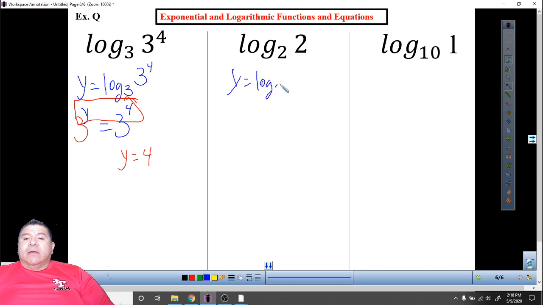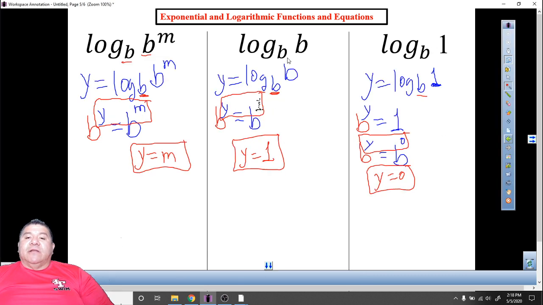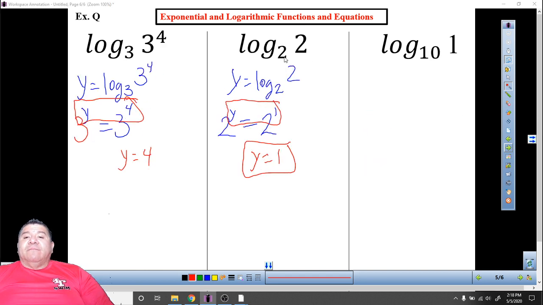Y equals log 2 of 2. So that means the base is 2, exponent y, and this is 2. So what is the missing exponent here, or the invisible one? 1. So that means this is y equals 1. And according to the definition that we came up with earlier, if the base is the same as the given number and the given number doesn't have an exponent, then the solution is 1. Let's see if that worked. If the base is the same as the given number and the given number doesn't have an exponent, the solution is 1. All right. And last but not least, y equals log 10 and the given number 1.